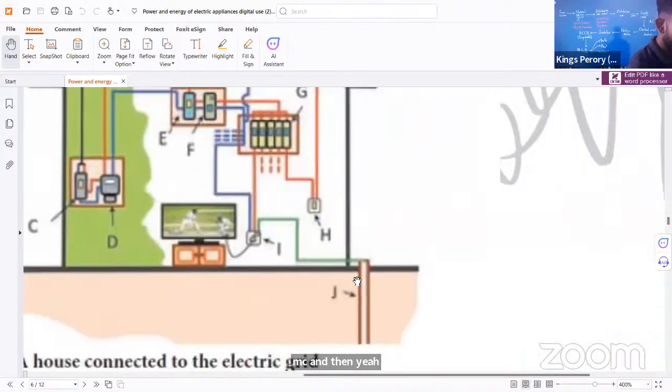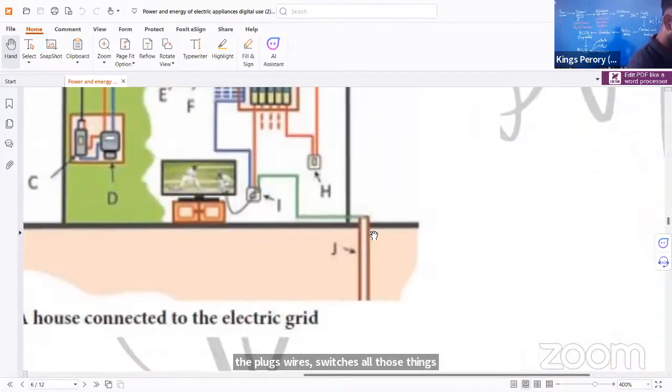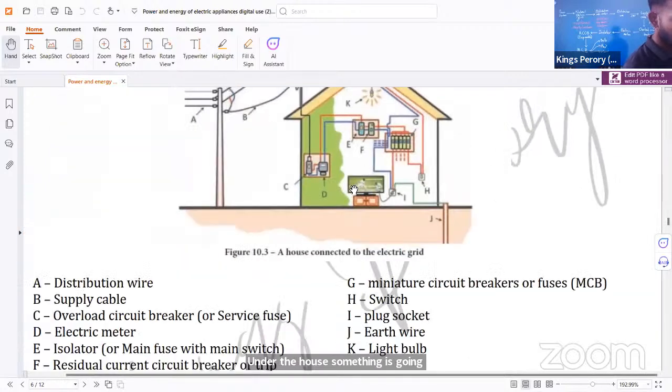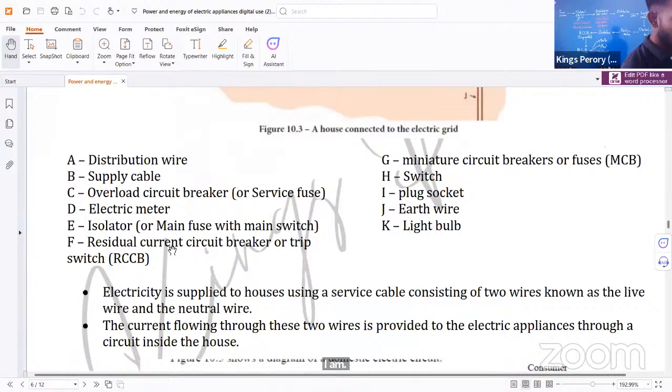What is this going under the house? Earth wire. Call it earth wire. I'll talk about the earth wire separately. So those things are given there.